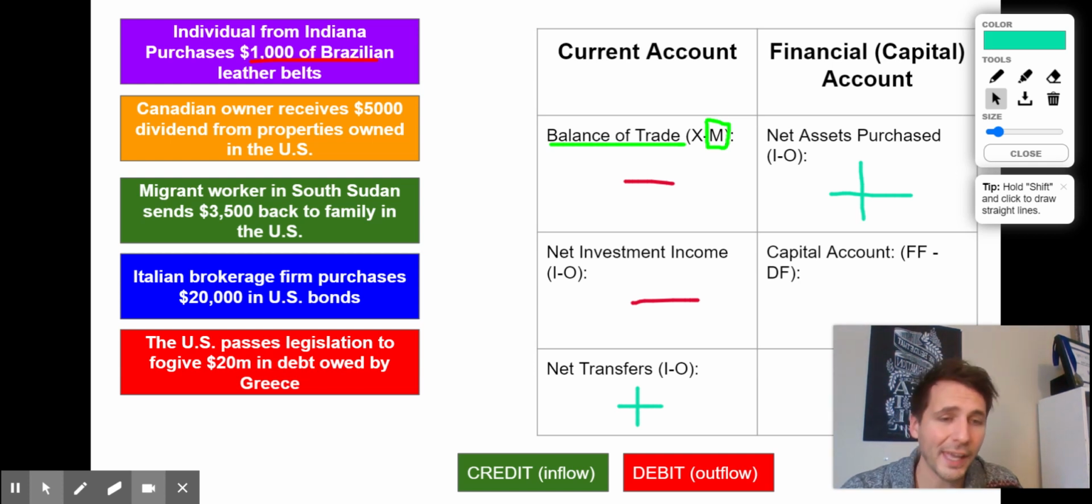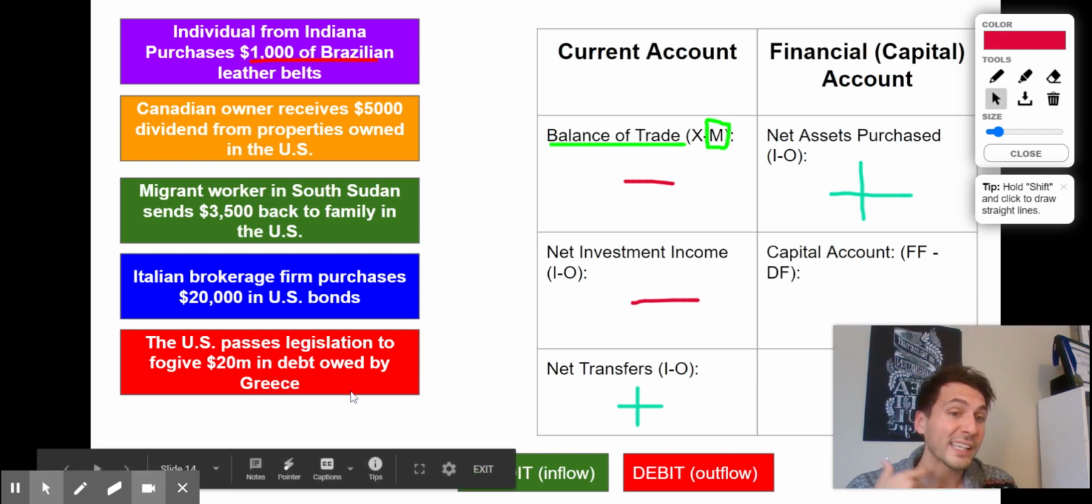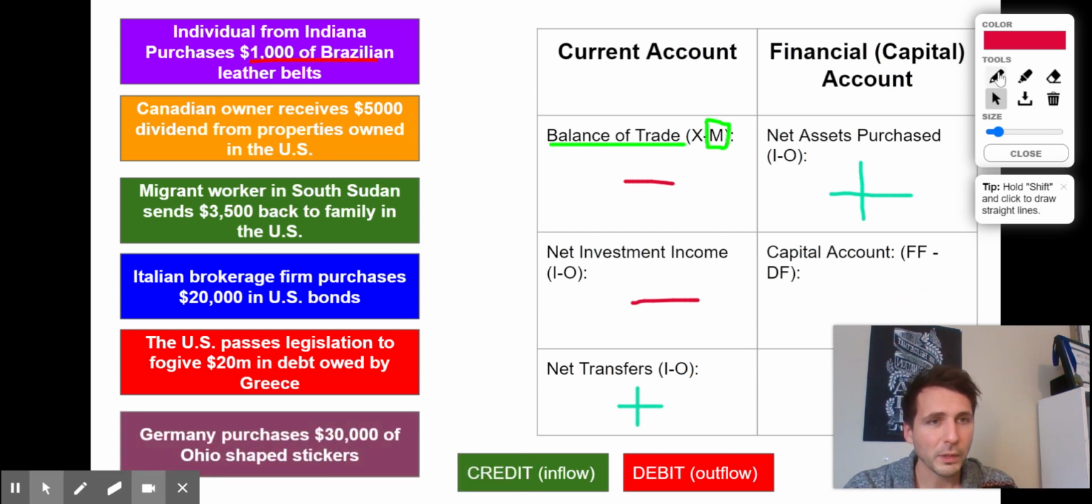Okay. Final one. If the US passes legislation to forgive $20 million of debt owed by Greece, where does that wind up? Well, that's forgiveness. That's the capital account where forgiveness occurs. When we forgive Greece, is that an inflow or an outflow? Well, that's an outflow. Money was going to come in, but it's not now. So money is flowing out. We call that an outflow, and that is going to be a negative.